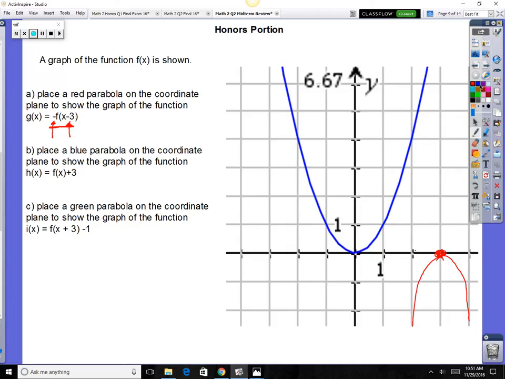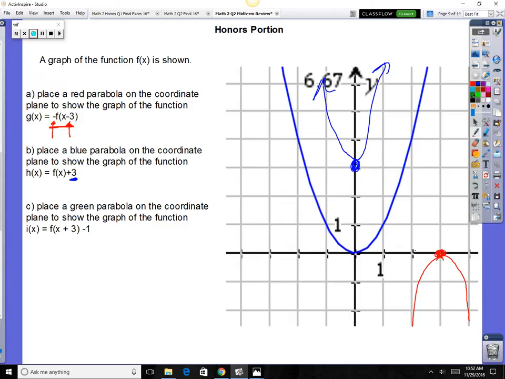B, they want you to place a blue parabola that shows this transformation. This transformation happened outside the parentheses, so that's your vertical shift, up and down. They're going to copy and paste it 3 units up vertically. So start here at 0, 0, and just go up 1, 2, 3. So B should end up like that.